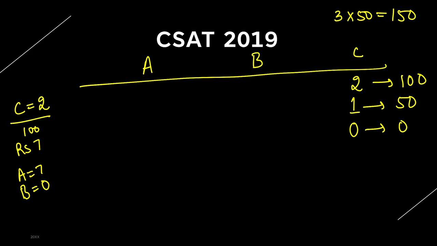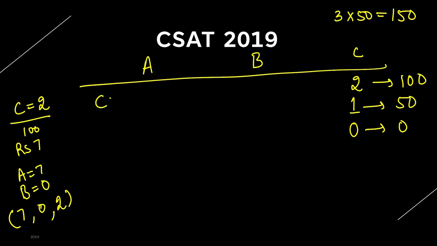B is 0. Only this is the one solution where I take 2 notes of 50 rupees, 7 notes of 1 rupee and nothing of B. I hope this is clear. This is the only case possible. You can think whatever other case is possible where I take two 50 rupee notes, only one case is there: the remaining 7 rupees I can cover using 7 notes of 1 rupee. Right? I hope this is clear.